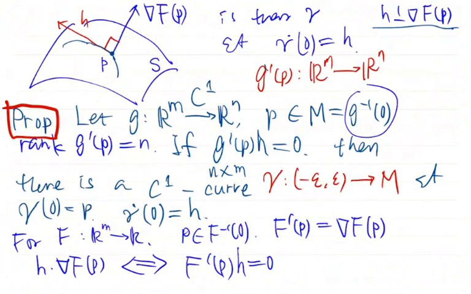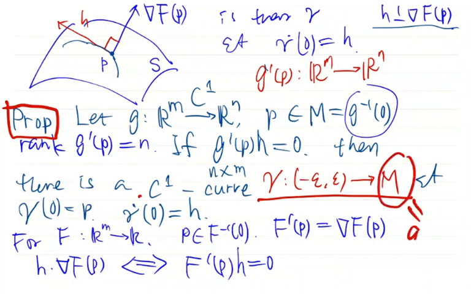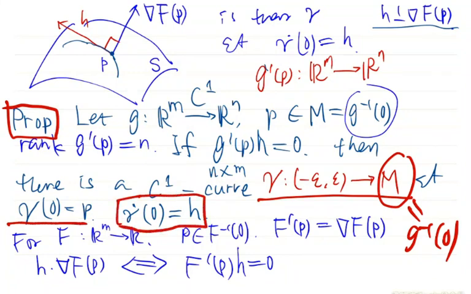So our problem is to find a curve. This curve needs to satisfy two conditions. One, the curve needs to lie in the set M, that is the inverse image of 0 under the map G, and also pass through the point P and have tangent h. This is what we want to prove. But now we know that our curve gamma constructed above passes through the point P and also lies completely on the set M, that is the inverse image of 0.